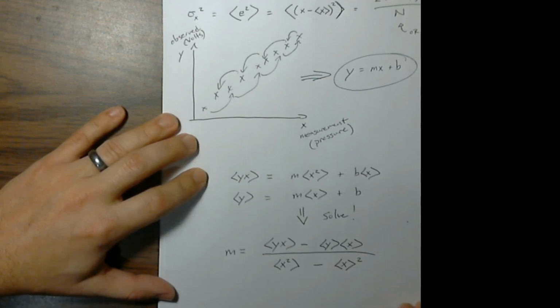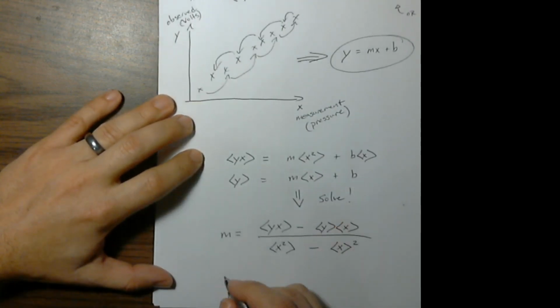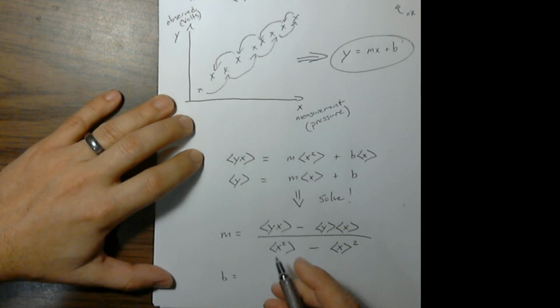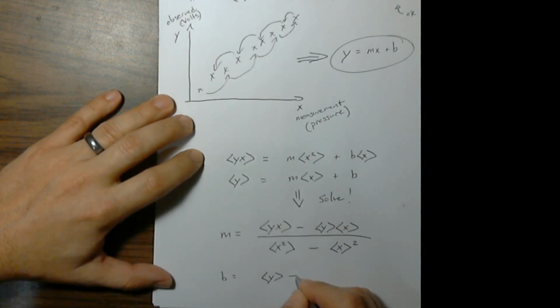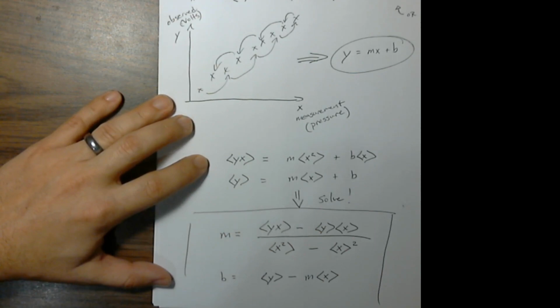There we go. That gives us the slope, and then we can just get the offset b by solving for it. No problem. All right, so that's where we left off last time.